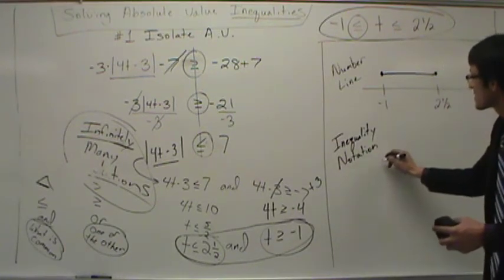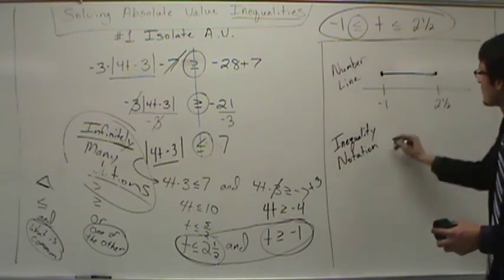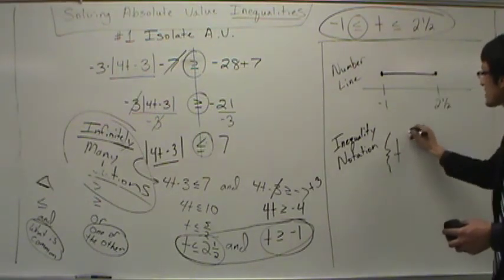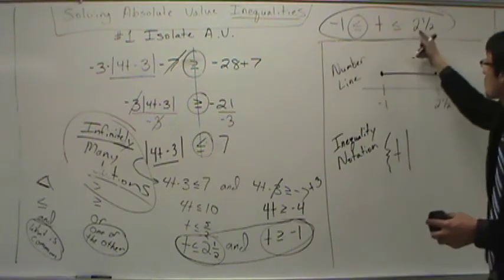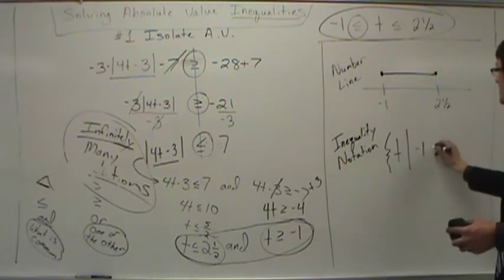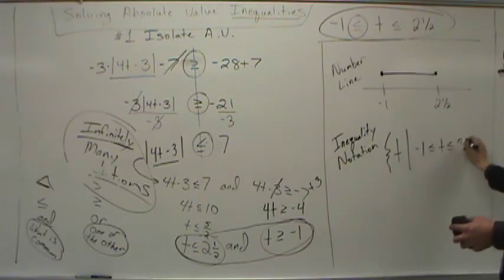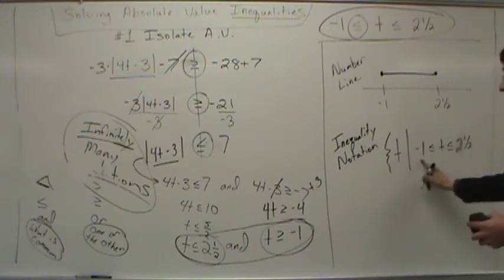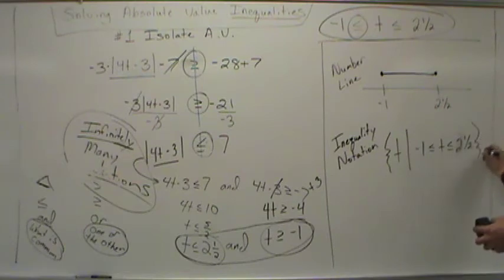Inequality notation says, make this fancy. So we're going to put a brace, okay? Variable is what? Variable is t, so t such that t follows this rule. Rewrite this: negative 1 is less than or equal to t is less than or equal to 2.5. Or better said, we say this as t is between negative 1 and 2.5. Now close the brace, okay?